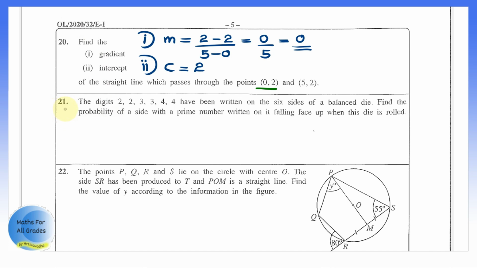Question number 21. The digits 2, 2, 3, 3, 4, 4 have been written on the 6 sides of a balanced die. Find the probability of a side with a prime number written on it falling face up when this die is rolled. 1, 2, 3, 4, 5, 6. There are 6 numbers on this die. 1, 2, 3, 4. And 4 numbers are prime numbers. So this is the probability. We can simplify this to 2 over 3.